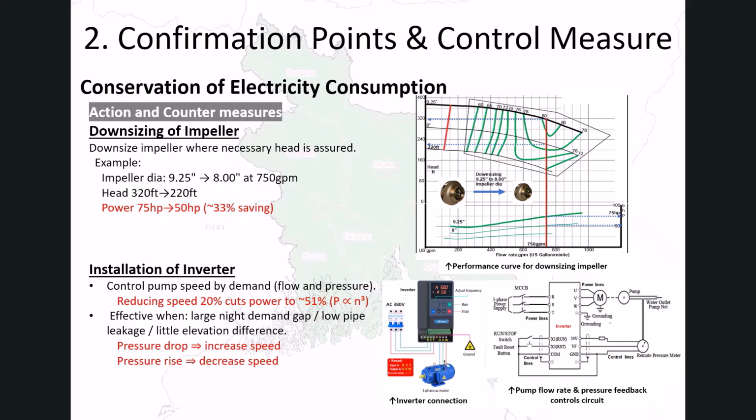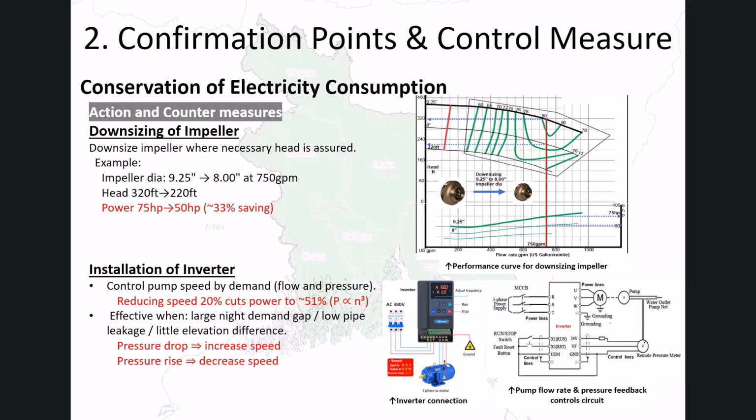8.00 inches at a flow rate of 750 gallons per minute keeps the flow rate the same, but reduces head from 320 feet to 220 feet, and cuts power from 75 horsepower to 50 horsepower. It's a saving of approximately 33% energy. This is a straightforward and cost-effective approach. However, always verify that the required head is still met after downsizing to avoid insufficient water pressure at the delivery point. The second option is installing an inverter.